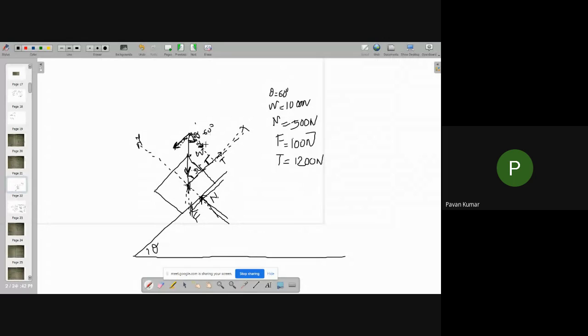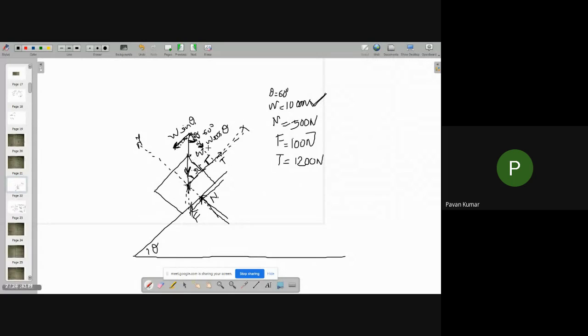So this component will be W cos theta, and this will be W sine theta. We can substitute 1000 in place of W, but for now I'm just using W only. Now the force T. So first, the component W is being divided into its components along the x and y directions.